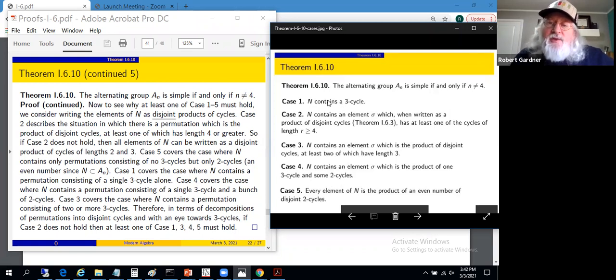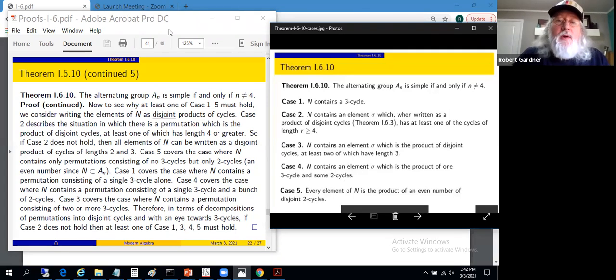So the 3 cycles dominated the cases. It was case 1 when we had a single one, case 3 where we had 2 or more, case 4 where we had 1 3 cycle and some 2 cycles. That leaves only 2 cycles, and that was case 5.